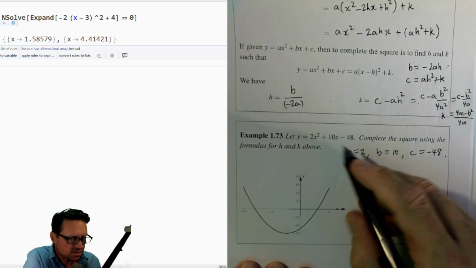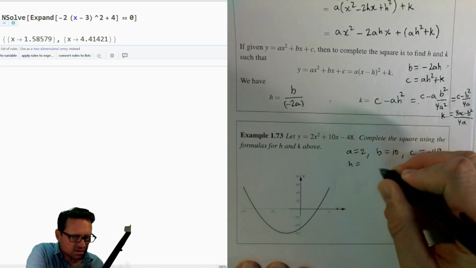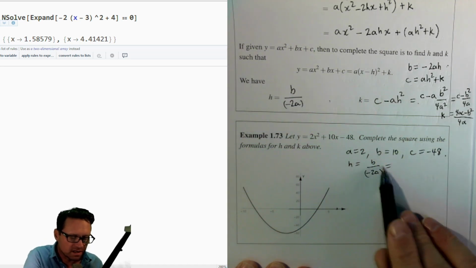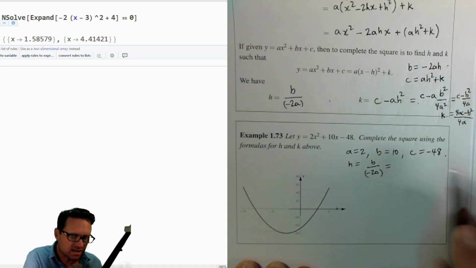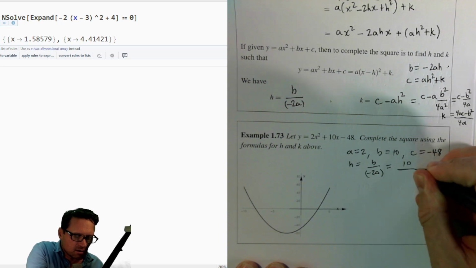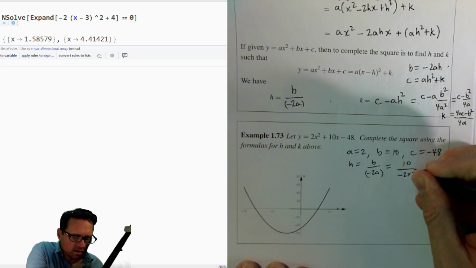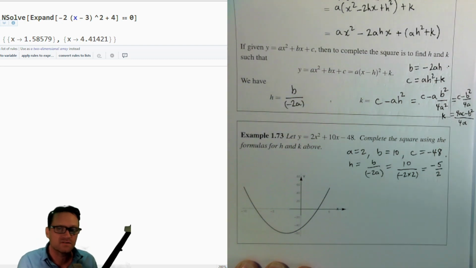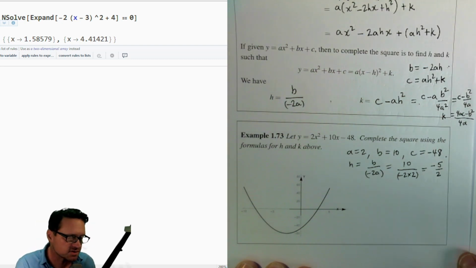Okay, and so let's first find h. h is b over minus 2a. So using our formula here and the a, b, and c values that we have, this is 10 over minus 2 times 2. And so that's minus, simplifying our fraction, 5 over 2. 10 over 4 is 5 over 2. So we have minus 5 over 2 for h.